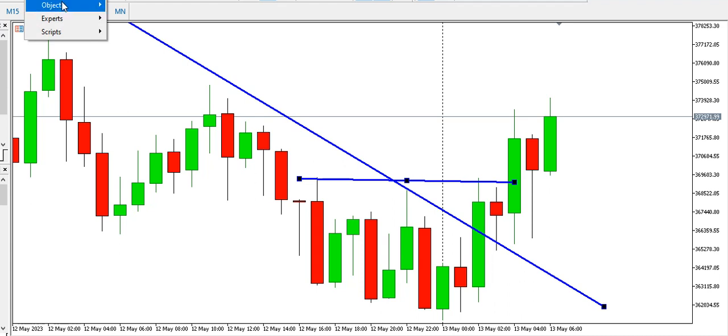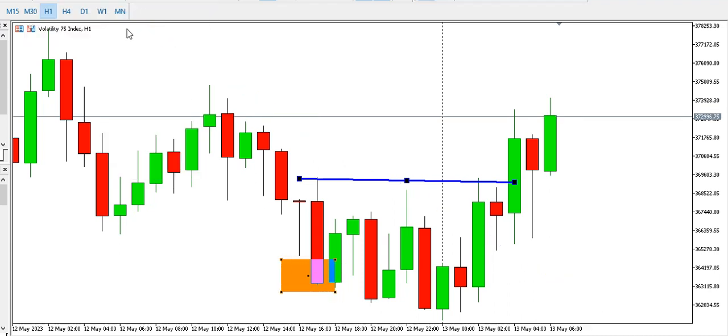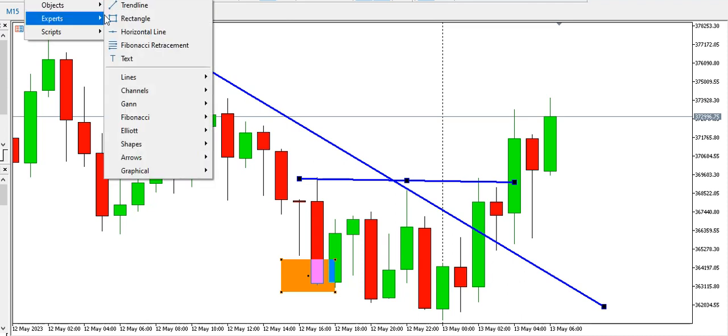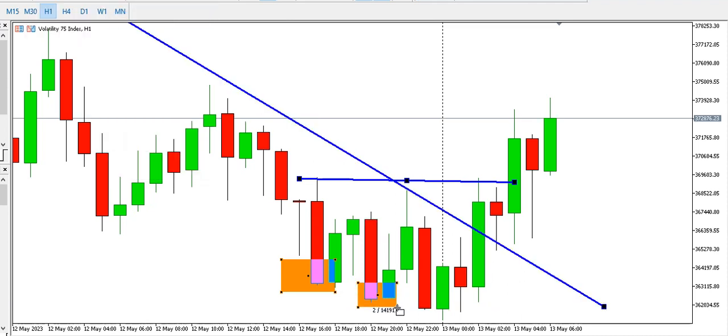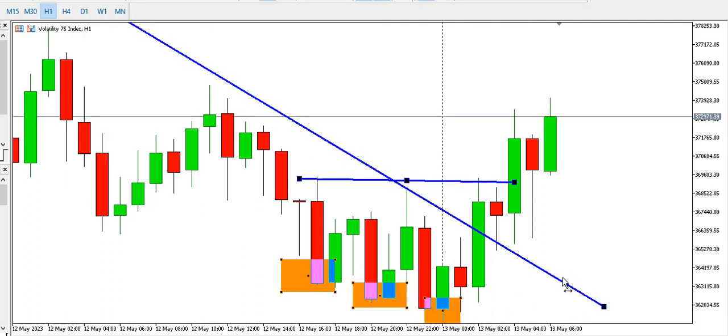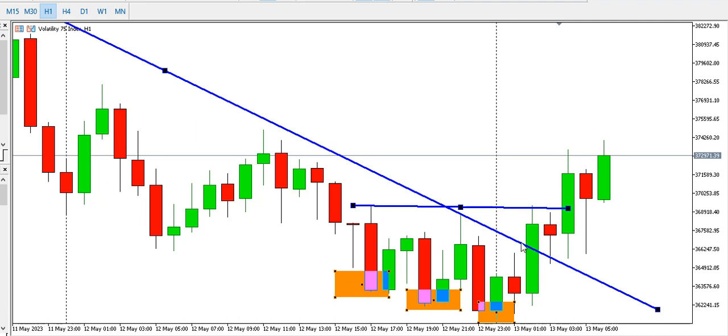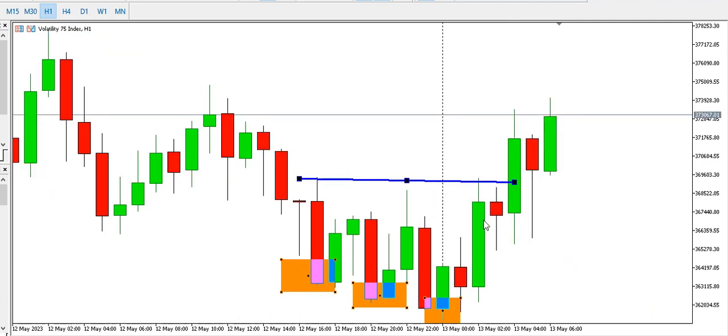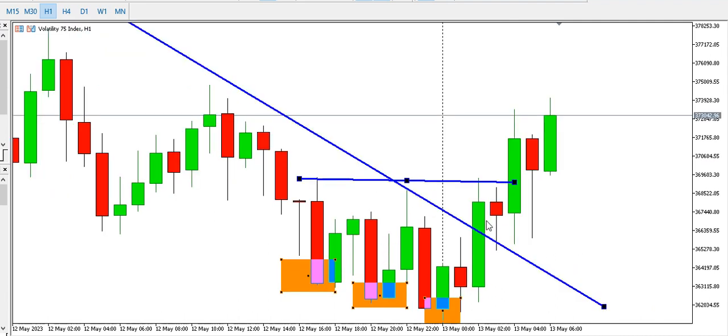We have a triple bottom, like a three drive pattern. This is the first bottom, this is the second bottom, this is the third bottom, before we had the break of the descending trend line, and then you can see price recovering.